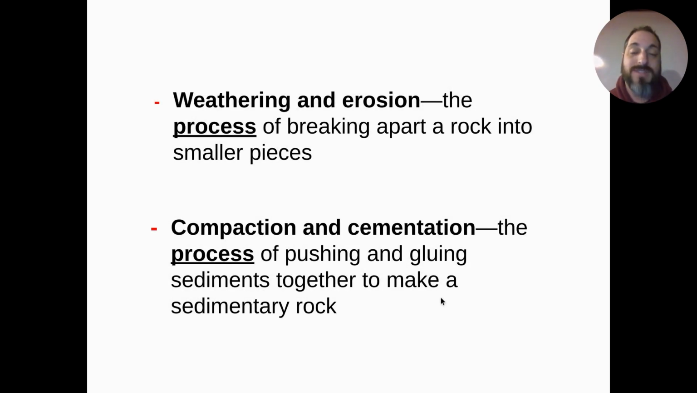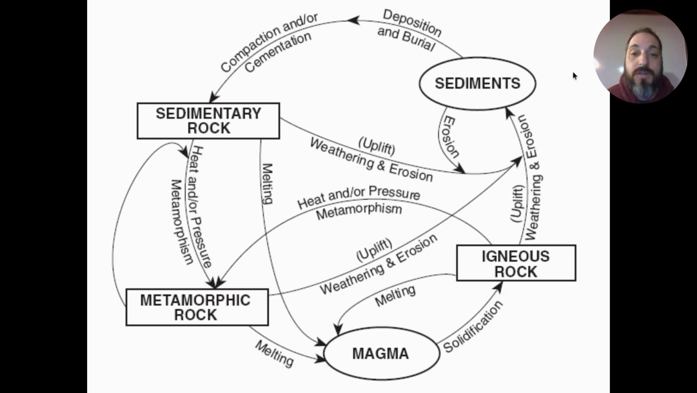Weathering and erosion. This is the breaking up of rock into smaller pieces. This is what's going to produce sediments. And then compaction and cementation is that process of creating a sedimentary rock where the rocks are pressed and cemented together.